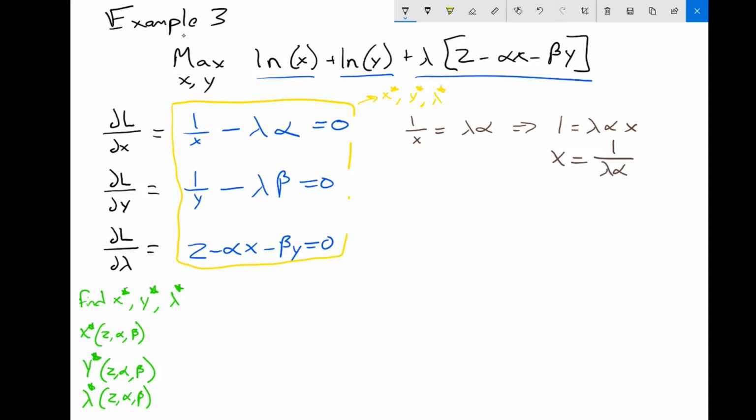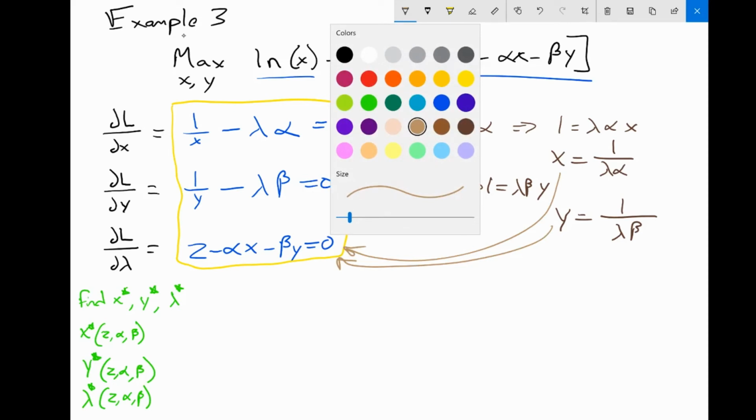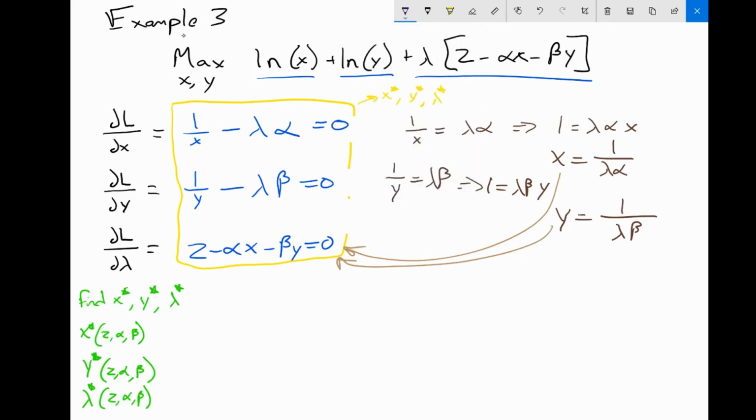Let's do the same thing here. We've got 1 over y equals lambda beta. Multiply both sides by y, we'll get 1 equals lambda beta y. Divide both sides by lambda beta, and we will get y equals 1 over lambda beta. Now we're going to take both of those and plug them in here.